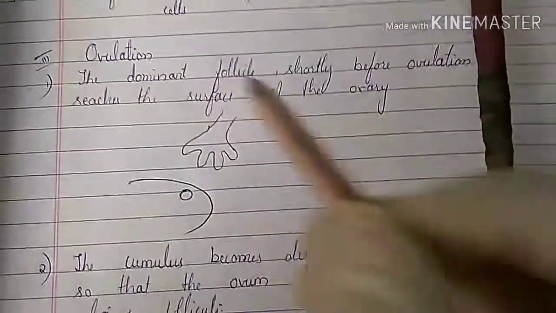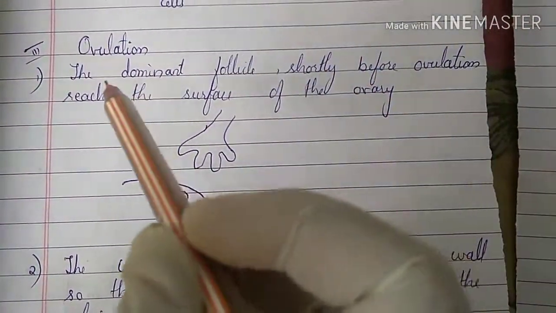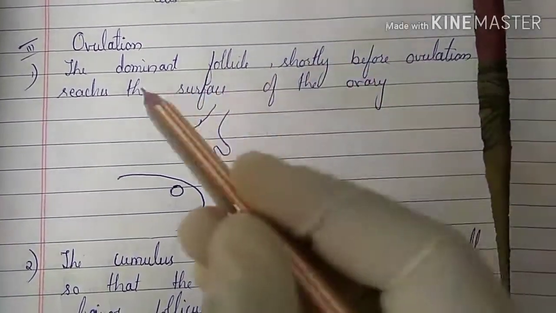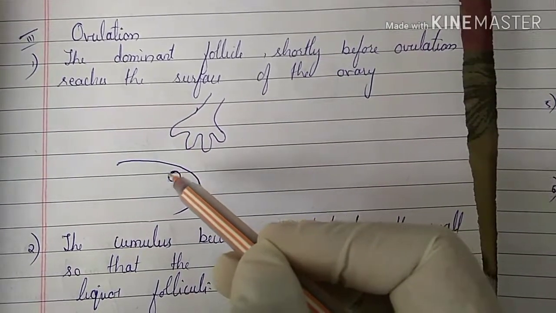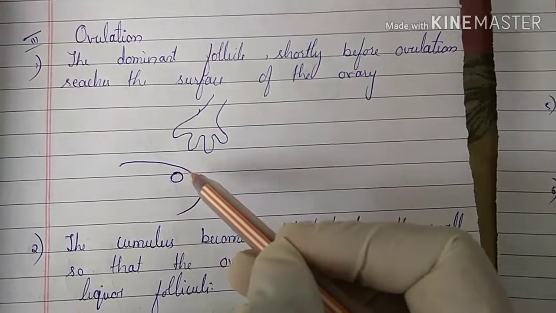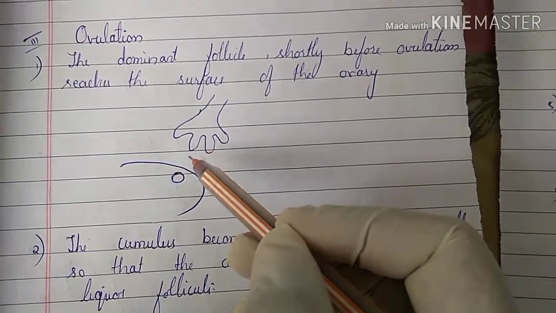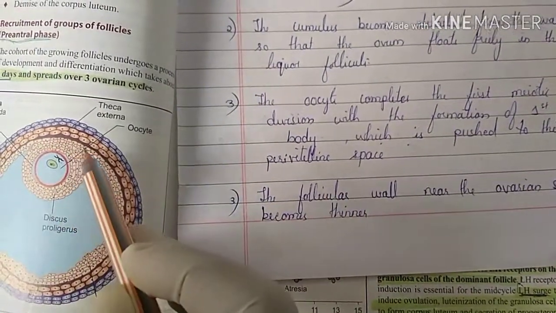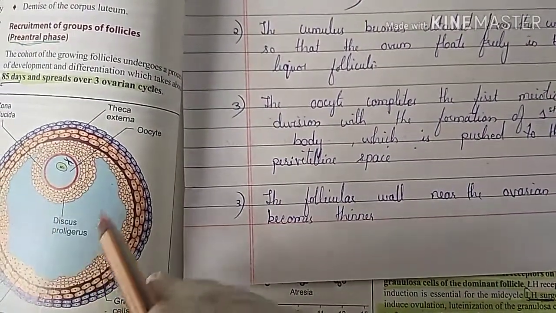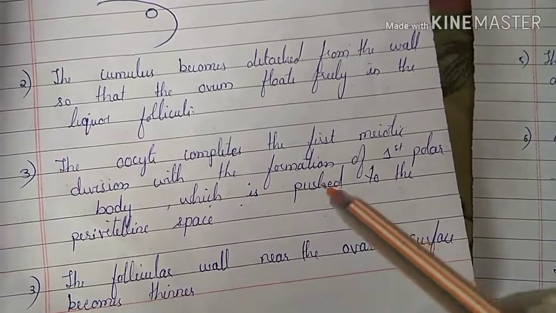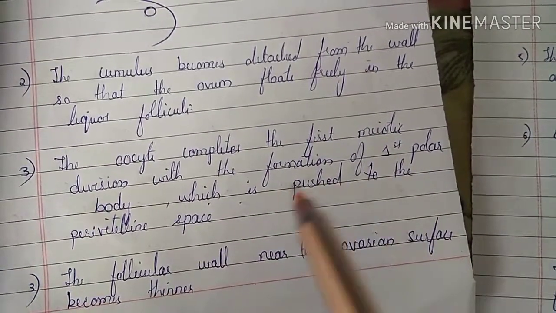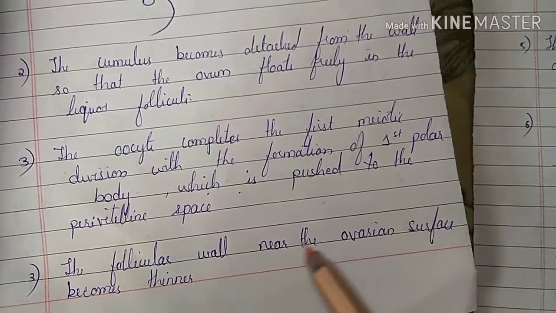So the next is ovulation, which occurs on the 14th day. The dominant follicle shortly before ovulation reaches near the surface of the ovary. For example, this is the Graafian follicle. It comes near the ovarian surface, where it is picked up by the fimbrial end of the fallopian tube. Next, the cumulus oophorus gets detached from the granulosa cells and lies freely in the antrum. The oocyte completes the first meiotic division with the formation of the first polar body, which is pushed towards the perivitelline space, the follicular wall near the ovarian surface.